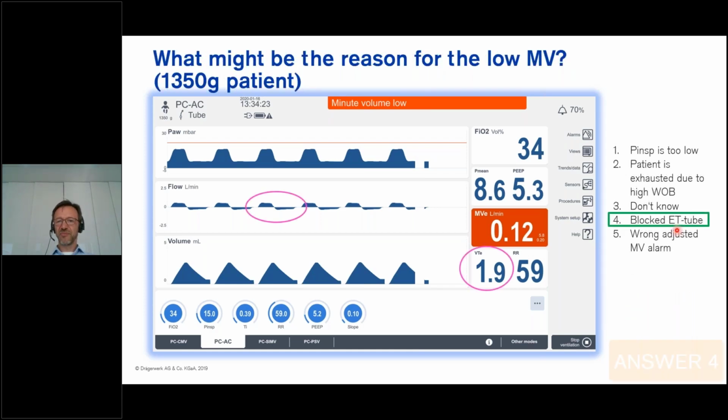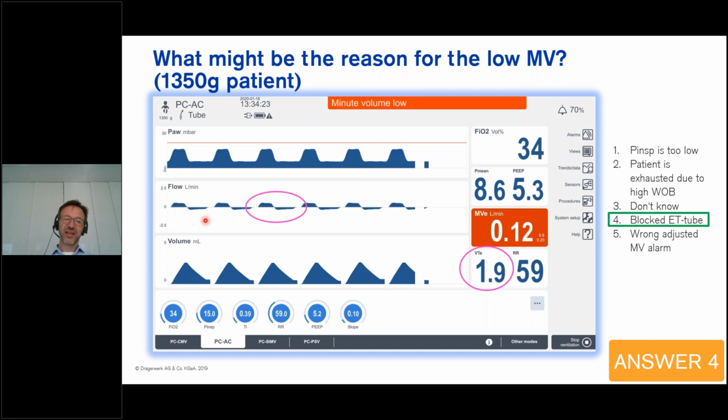First of all, the minute volume alarm is not wrongly adjusted. So it's in fact really a small minute volume for a 1,350 gram patient. However, it's not 0, and also the tidal volume is at 1.9 milliliters, which is far too low for this size of patient. But however, there's still some flow going into the lung and coming out of the lung.